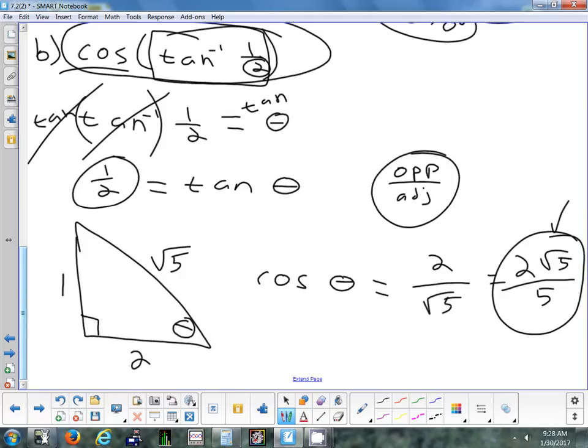So if they give you a fraction in the original problem and it's tangent, the top is opposite, the bottom is adjacent. If they give you sine in the original problem, the top would be opposite and the bottom would be hypotenuse. If they give you cosine, then the top would be adjacent and the bottom would be hypotenuse. But they're always going to give you one of those 3. You're never going to have inverse secant or anything like that.